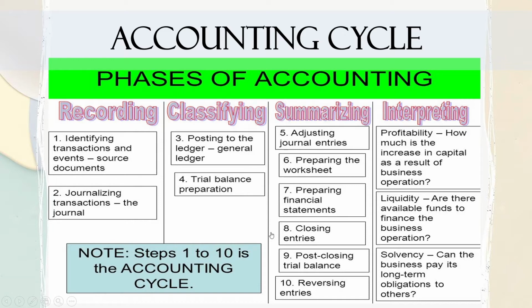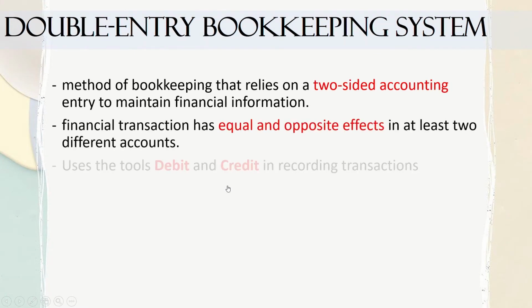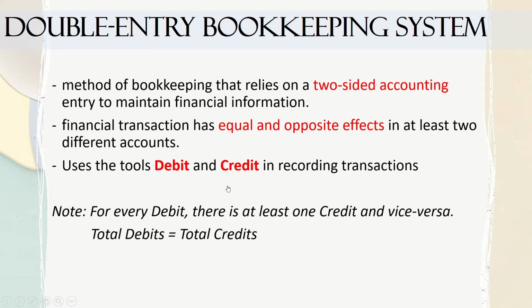But before we start journalizing transactions, let's discuss first the double entry bookkeeping system. This is a method of bookkeeping that relies on a two-sided accounting entry to maintain the financial information. So financial transactions have equal and opposite effect in at least two different accounts, and it uses the tools debit and credit in recording the transactions. And please note that for every debit, there is at least one credit and vice versa.